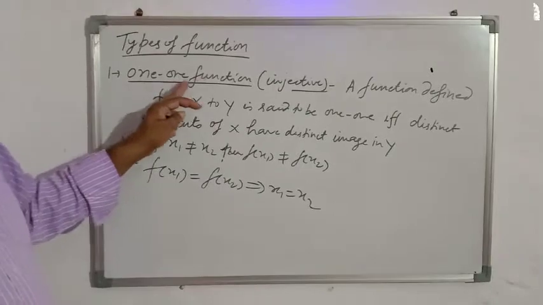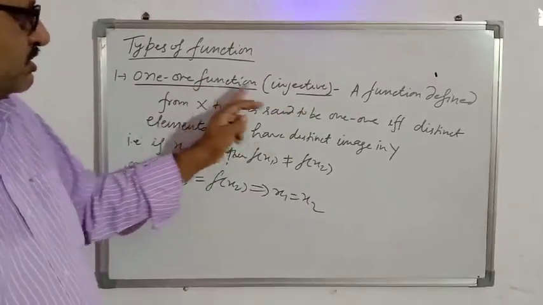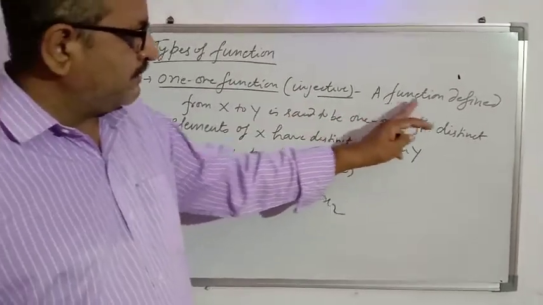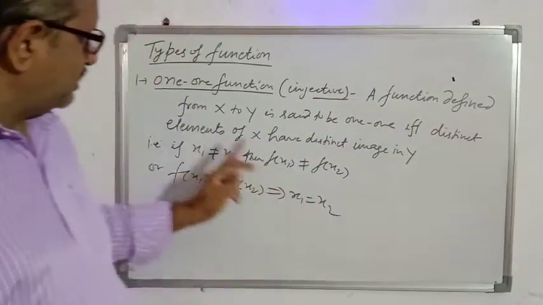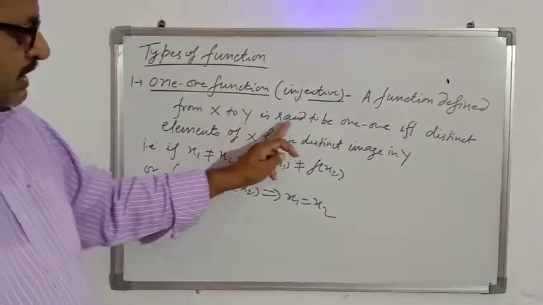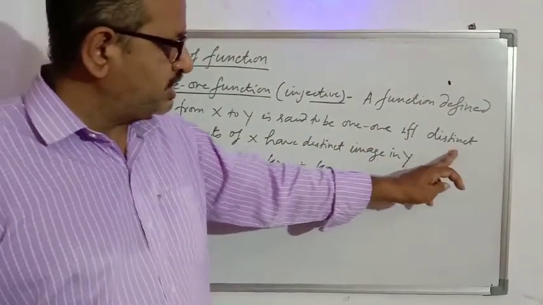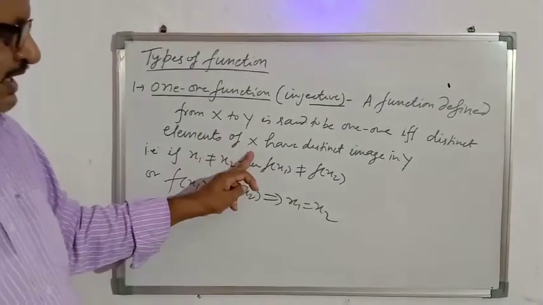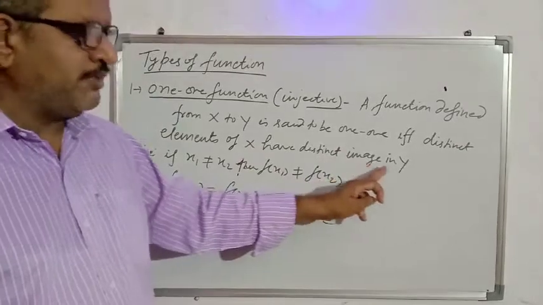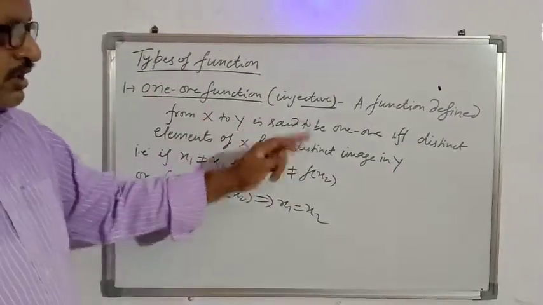First is the one-one function. It is also called an injective function. What is the definition? A function defined from X to Y is said to be one-one if and only if distinct elements of set X, different elements of set X, have different images in set Y. Then this function is called one-one.